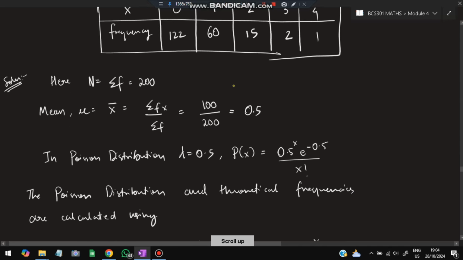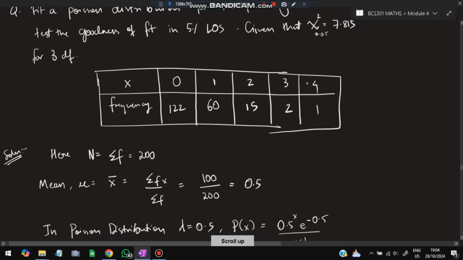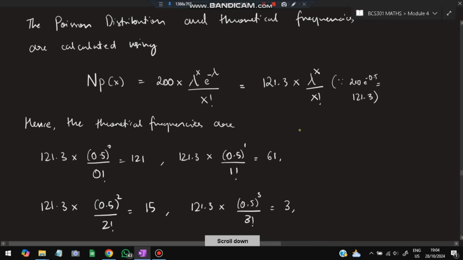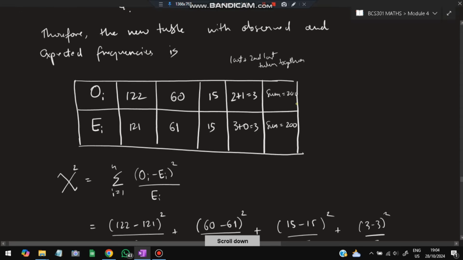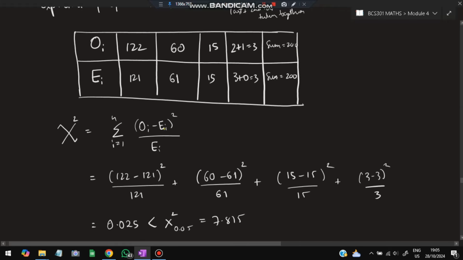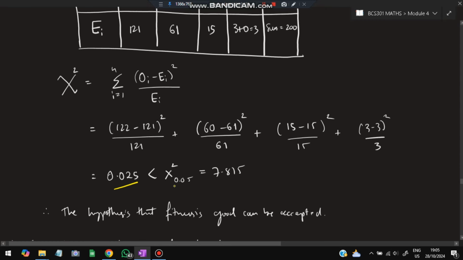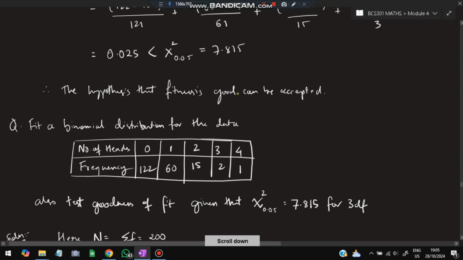in the question they are given, right? The x values 2 and 1, right? This is the 2 and this is the 1, the last two frequencies that they have given in the question, and the values which I have calculated, 3 and 0, just add them up and put it here. Now the sum will be the same here, 200 and 200. Now calculate this value, (oi minus ei) whole square divided by ei, same as previous one. After you have obtained this table, the procedure is the same. After that, you'll get one answer. If it is less than the value which they have given in the question, which is 7.815, you'll accept the hypothesis. Okay, this was the second type, which is Poisson distribution.